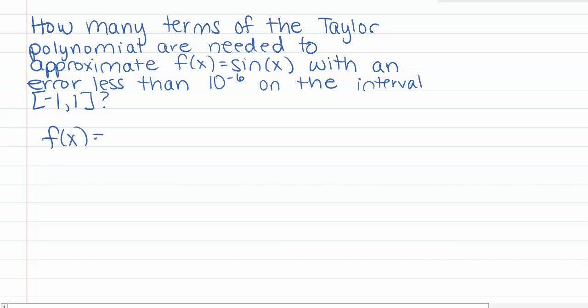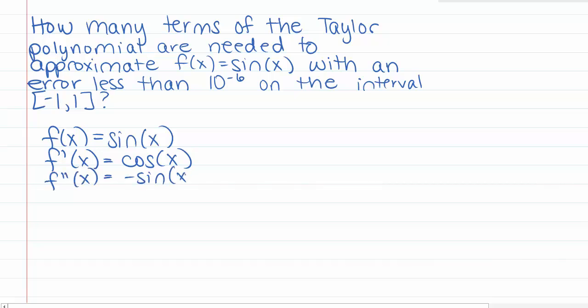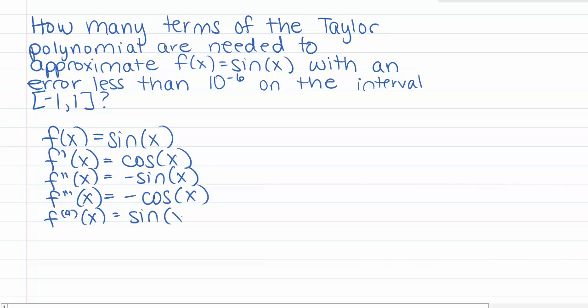If f of x is sine of x, then f prime of x is cosine of x, f double prime of x is negative sine of x, f triple prime of x is negative cosine of x, the fourth derivative is sine of x, and we're back where we started, and it just keeps repeating. So if we want to look at the interval from negative 1 to 1, it might make sense to center this at 0, since we know what sine of 0 is and we know what cosine of 0 is. So let's set that into the problem here, centered at 0.